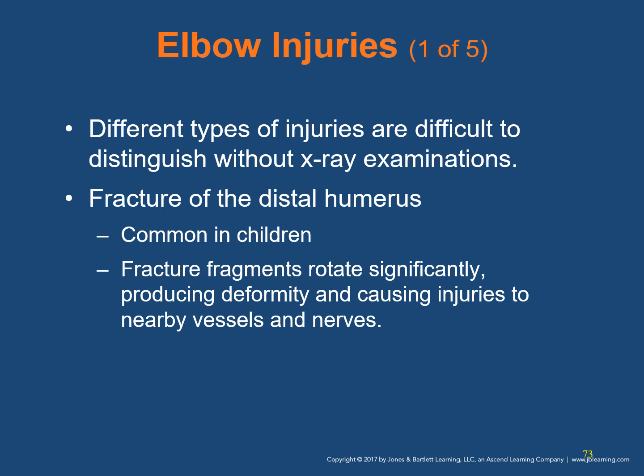Elbow injuries. Fractures and dislocations often occur around the elbow, and the different types of injuries are difficult to distinguish without radiographic examinations. They all produce similar limb deformities and require the same emergency care. Fracture of the distal humerus, also known as a supracondylar or intercondylar fracture, is common in children. Frequently, the fracture fragments rotate significantly, producing deformity and causing injuries to nearby vessels and nerves. Swelling occurs rapidly and is often severe.